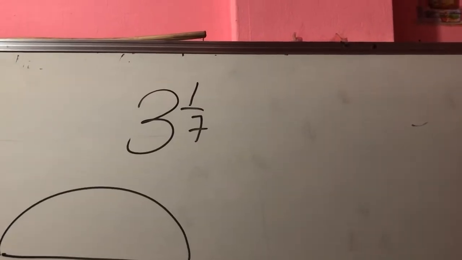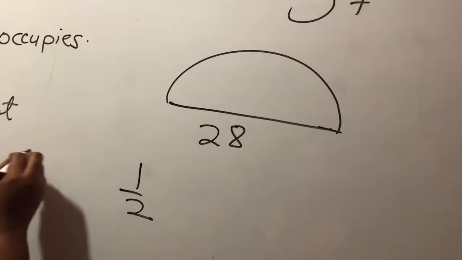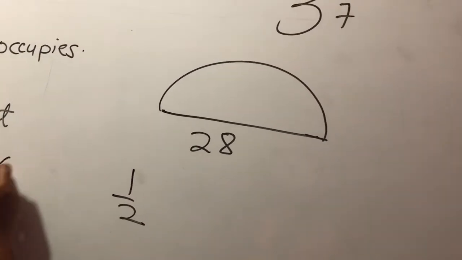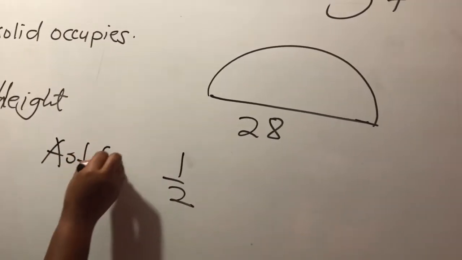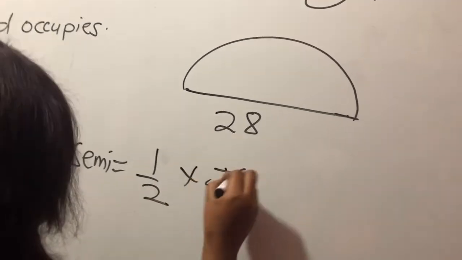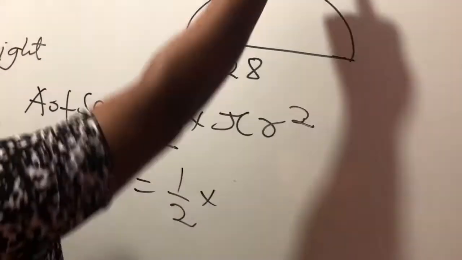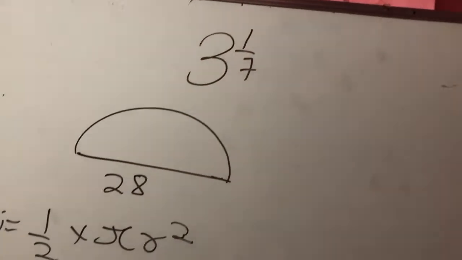You are finding the area, right? But this is a semicircle, so it is half. So you write area of a semicircle. Sometimes I'm doing a shorthand. Area of semicircle is half pi r squared. Then we have half. What is our pi? 3 whole number 1 over 7.